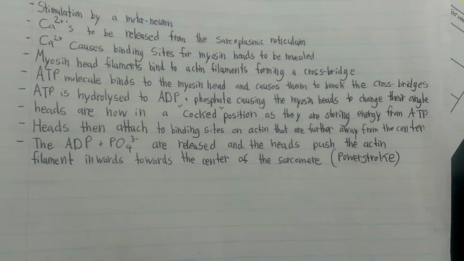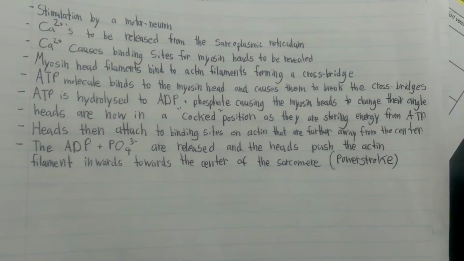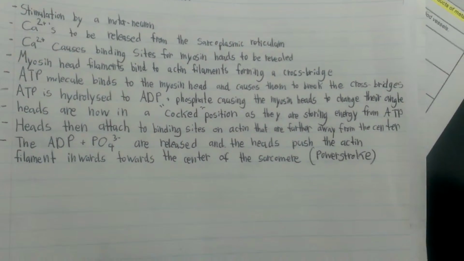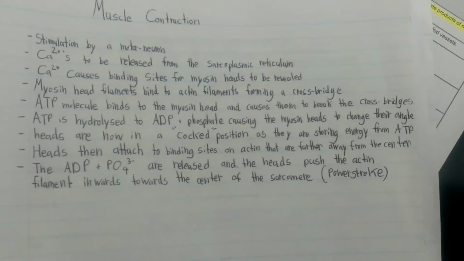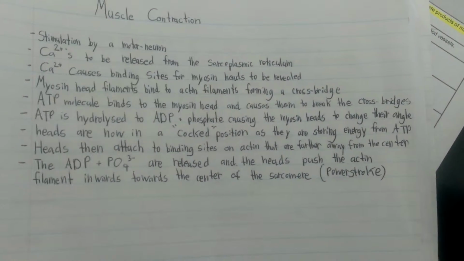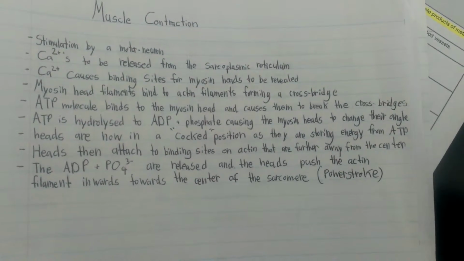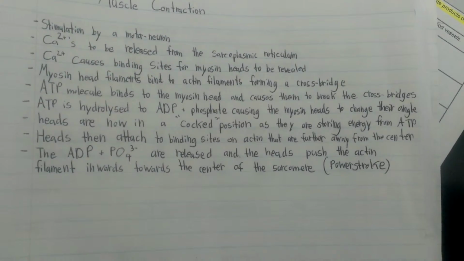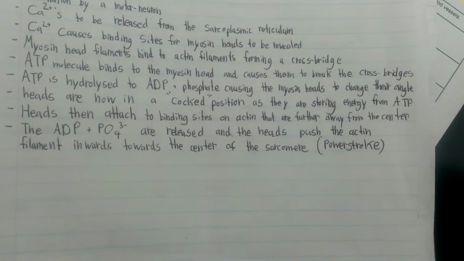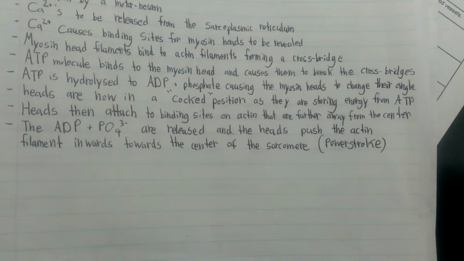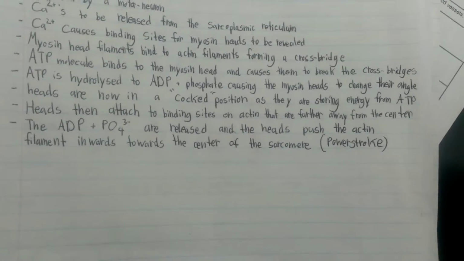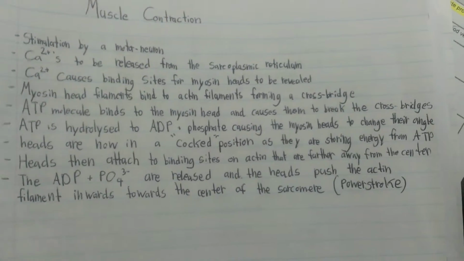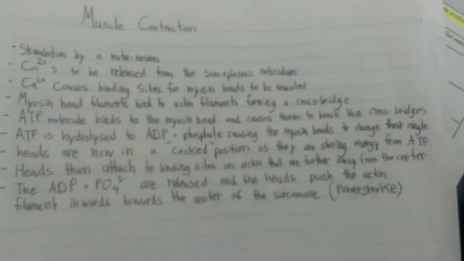Now, heads then attach to binding sites on actin filaments that are further away from the center of the sarcomere. So now that we have them detached and they've changed their angle, they're going to bind to somewhere further away from where they were before. They're going to bind to that area. Okay? Now, this is what causes the muscle contraction. The ADP and phosphate are now released. Now they're released. And the heads push the actin filament inwards towards the center of the sarcomere.